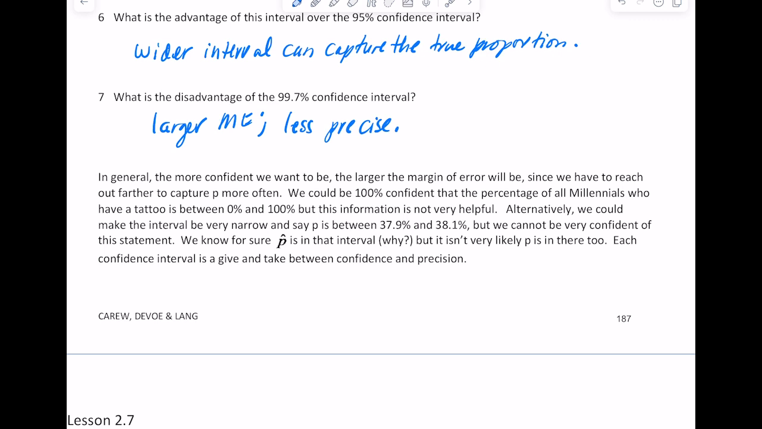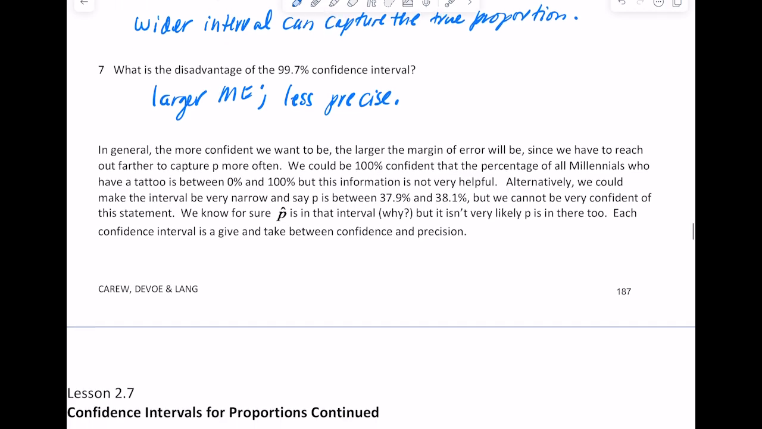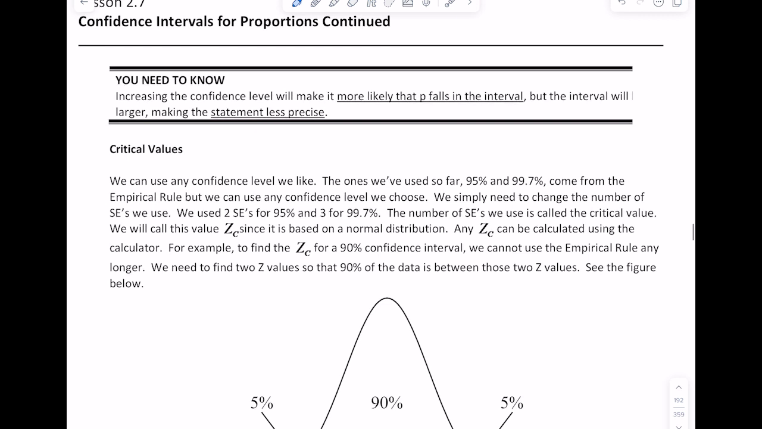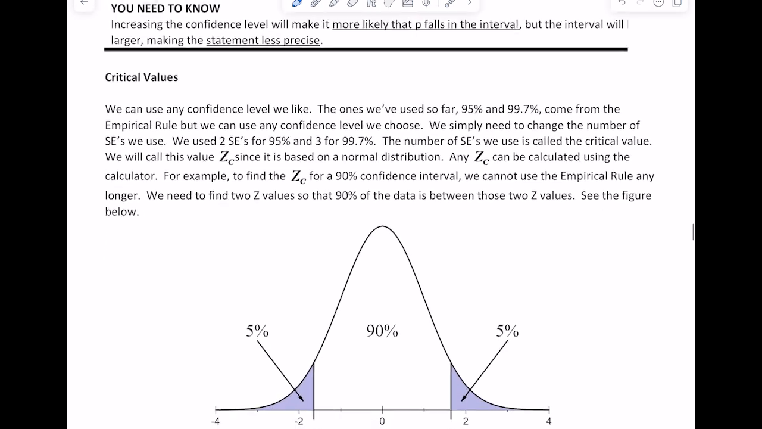But if I said to you, I'm 90% certain that your score was between an 80 and a 95, you're going to feel much better about that conversation. Okay, so my interval is much smaller, but I'm less confident. So it's all about finding a sweet spot. So something important to remember is increasing the confidence level will make it more likely that p falls in the interval, but the interval will be larger, making the statement less precise.